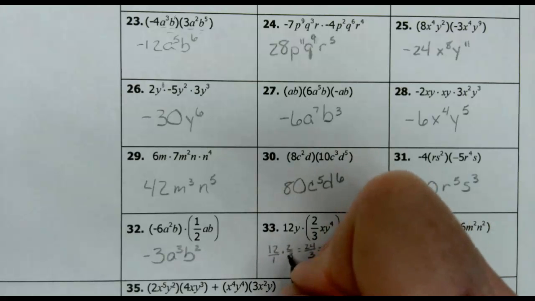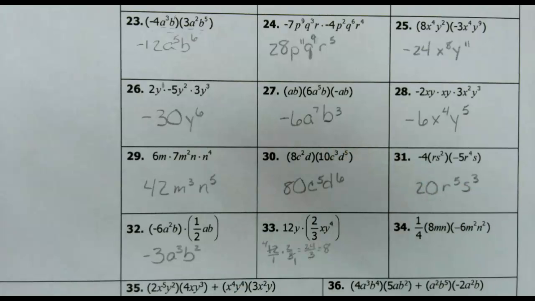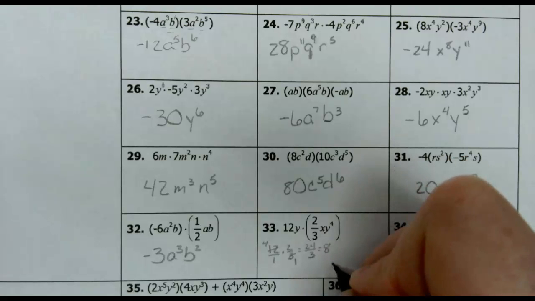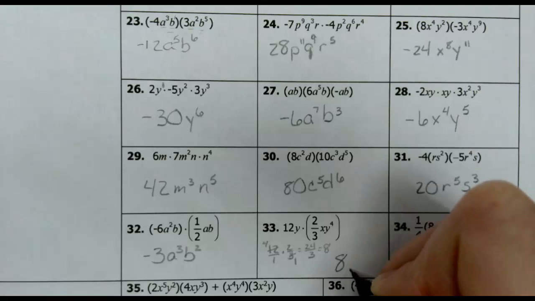If I was to cross cancel, I'd be, oh, there's a 12 and a 3. I can put 3 into both. And then I would have 4 times 2, which is 8, and 1 on the bottom. And so 8 divided by 1 is 8. That's just a quick fraction refresh. So my final answer here would be 8 once I got my coefficient right.